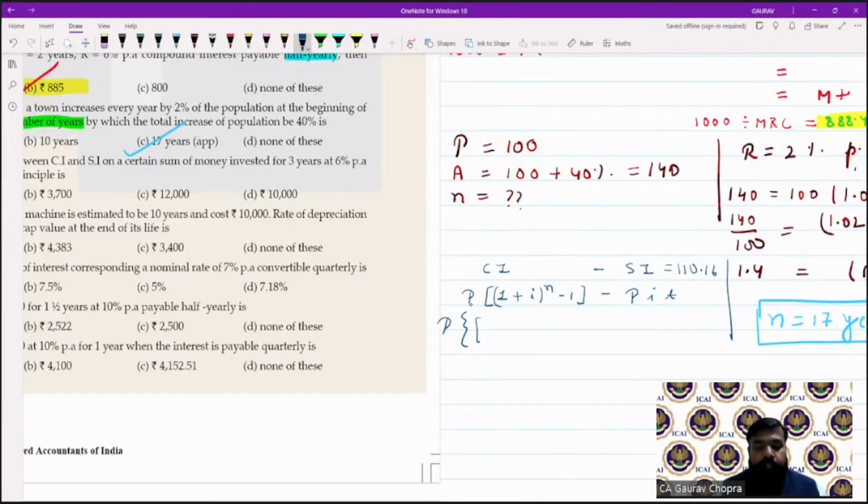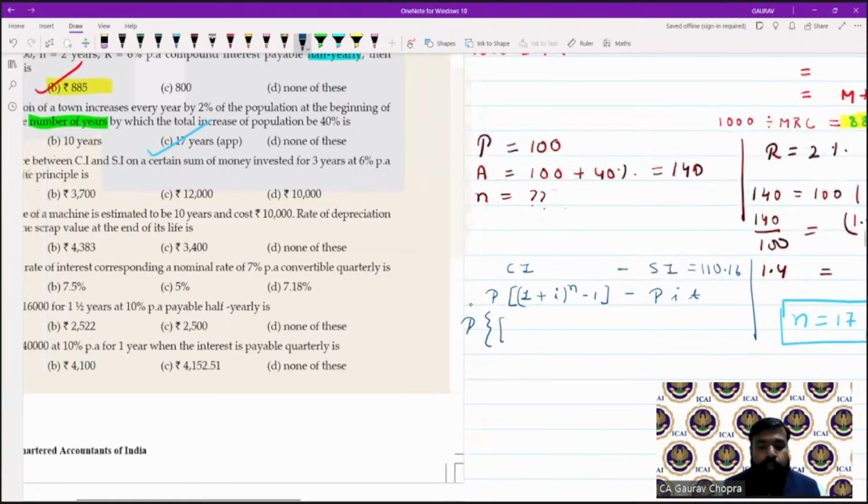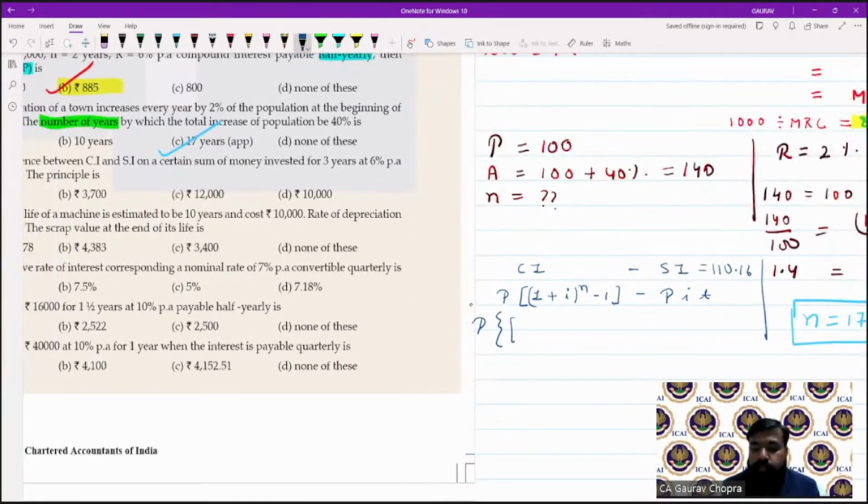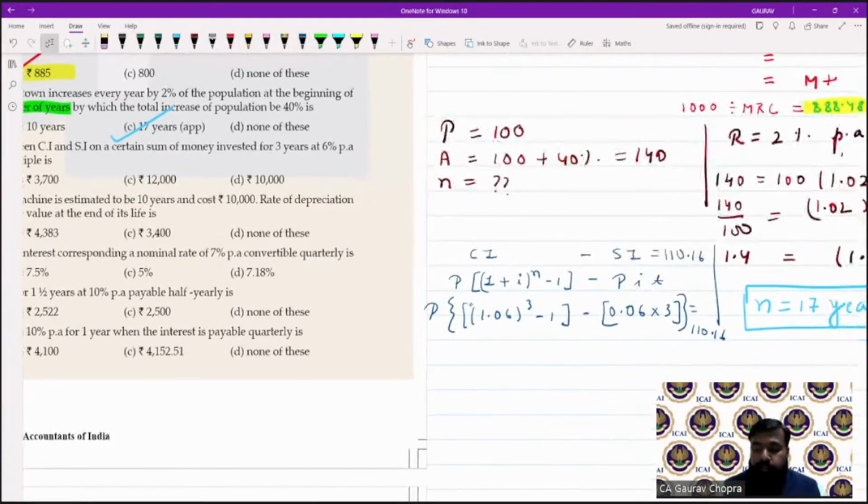So the rate given is how much? 6%. So 1.06 to the power of 3 minus 1, minus I into T. I is 6%. Time is 3 years. And this will be equal to 110.16. So let us simplify.